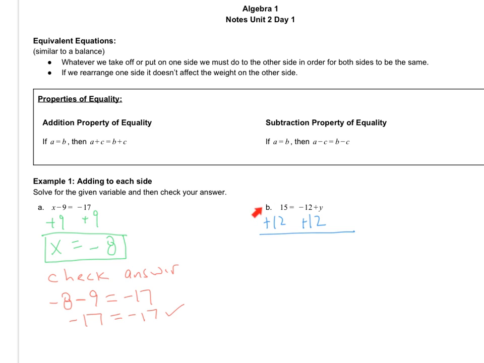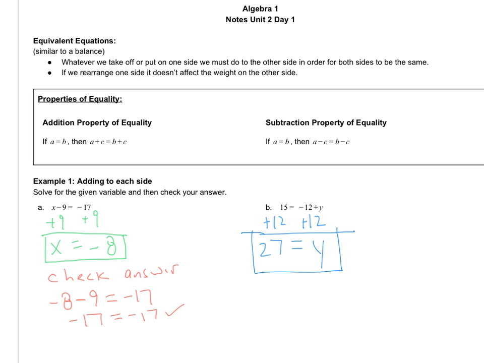And then I'm going to go ahead and combine my like terms. On the left-hand side, I have 15 plus 12, which will give me 27. I'm going to bring down my equal sign. And then on the right-hand side, this negative 12 and positive 12, if I add those together, I get 0. So all I'm left with is y. And my answer is y equals 27.